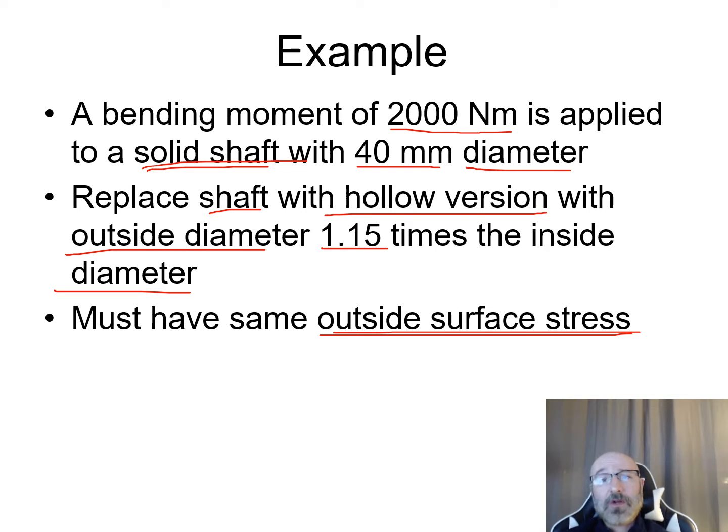I think it is important to understand that not every problem is going to go through the exact same way and ask for the same exact things. So looking at it in a different way, now we have to compare a solid shaft and a hollow shaft. And even within the hollow shaft, they tell us that the outside diameter is 1.15 times the inside diameter. So that's another thing we're going to have to take into account in how we're calculating the thickness of the wall and everything else as far as our dimensions go.